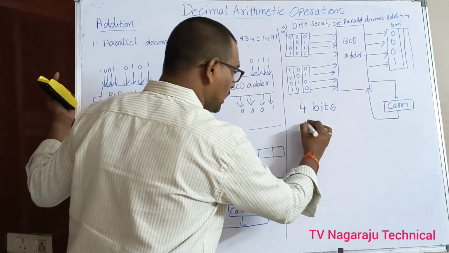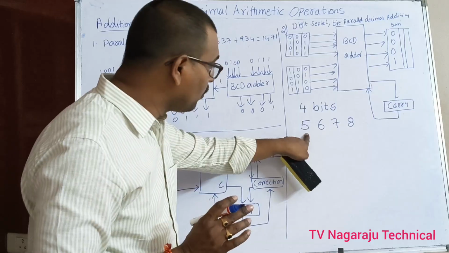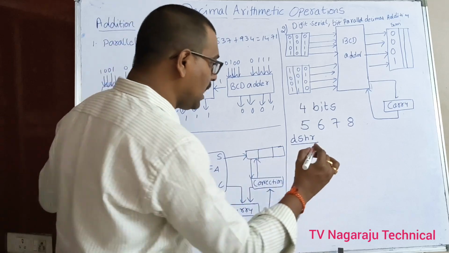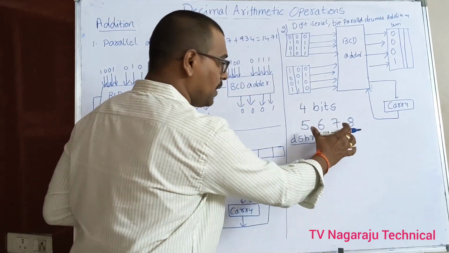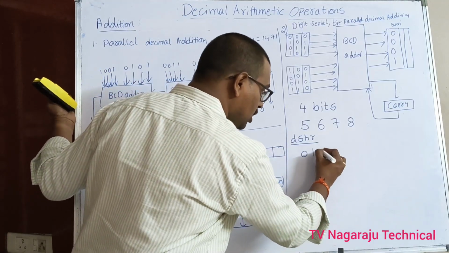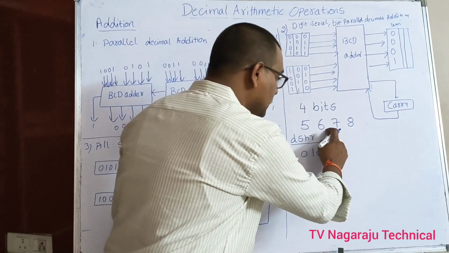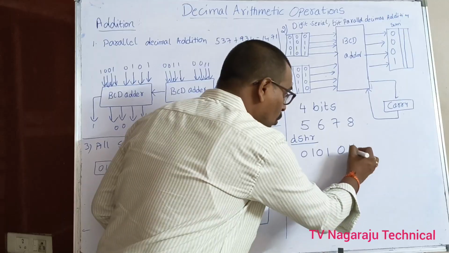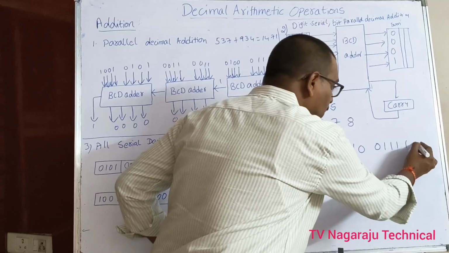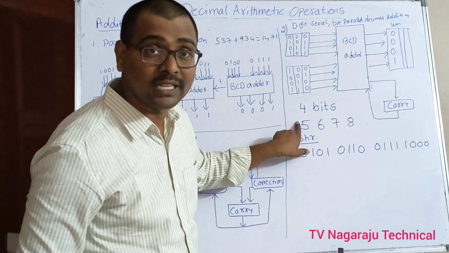For example, consider this example 5, 6, 7, 8. Assume this is my example. Now perform some shift right operation. What is the shift right operation? Before performing shift right operation, I will write it in the form of BCD. 5 is represented 0, 1, 0, 1. Always remember, each digit is represented separately. 6 is represented 0, 1, 1, 0. 7 is represented 0, 1, 1, 1. 8 is represented 1, 0, 0, 0. This is the BCD representation for this number.